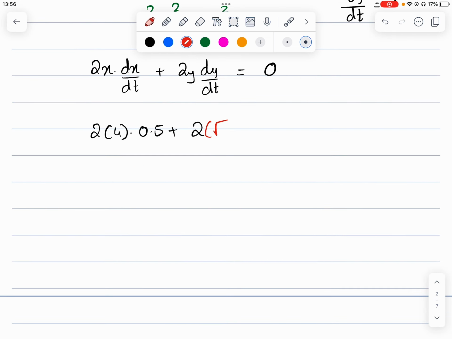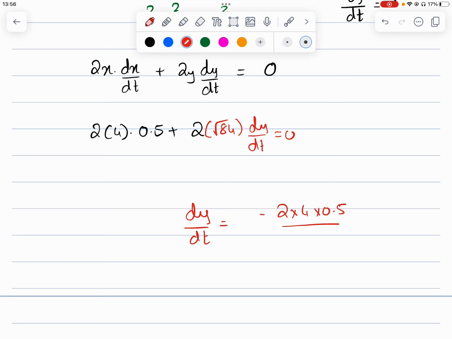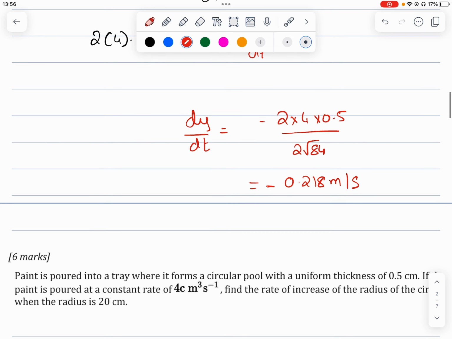So 2 times square root of 84 times dy by dt, which you are supposed to find out, equals 0. From here, we make dy by dt the subject: negative 2 times 4 times 0.5 divided by 2 square root of 84. Simplify that, you should be getting minus 0.218 meters per second. This is the speed of the descent. So negative is already included.